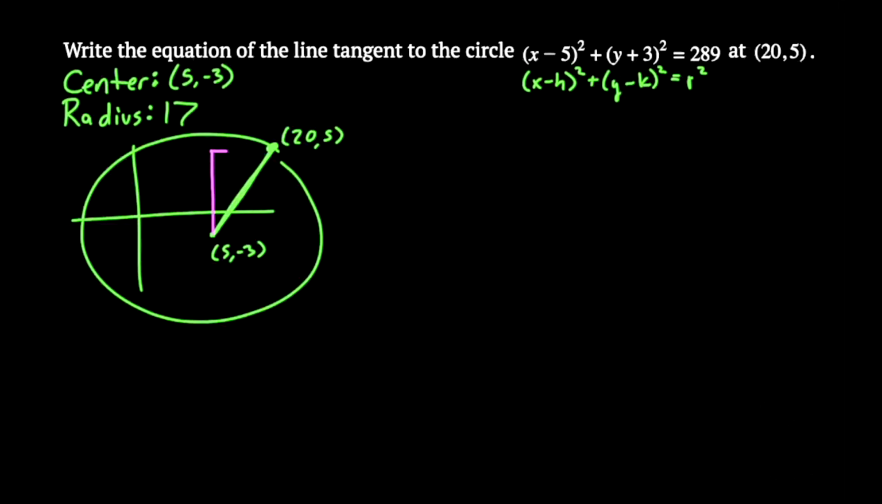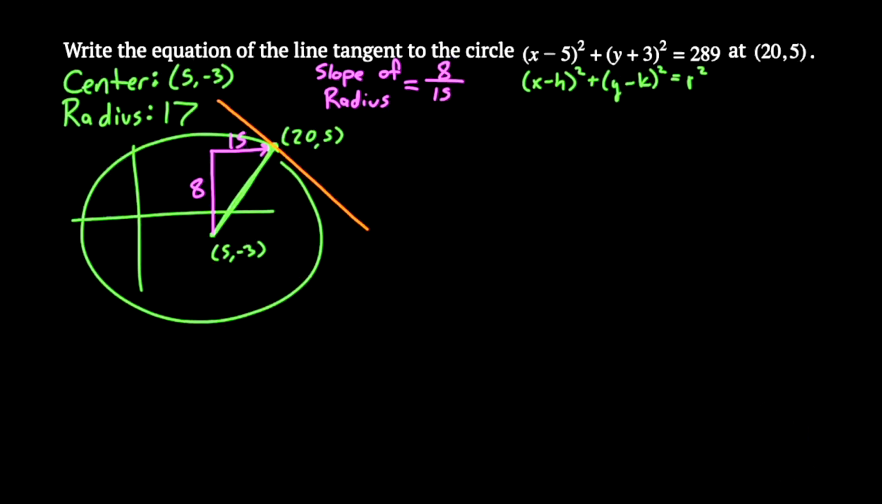So I'd look at the rise over run, and the rise needs to get us from -3 up to 5 for the y value, so that means we'd have to go up 8. And the run, we're going from 5 over to 20, so that means we have to go over 15. So like I said, this is not to scale at all. But now I can see that the slope of the radius is 8 over 15.